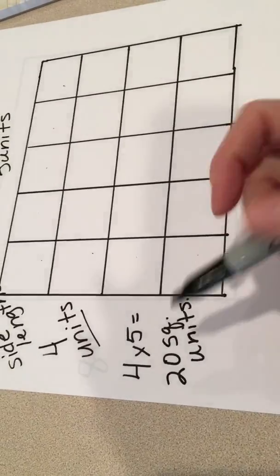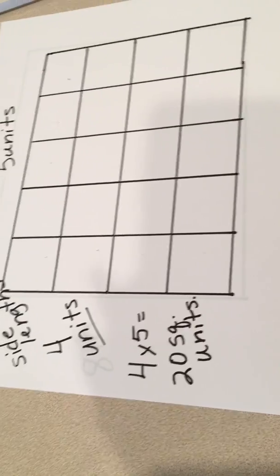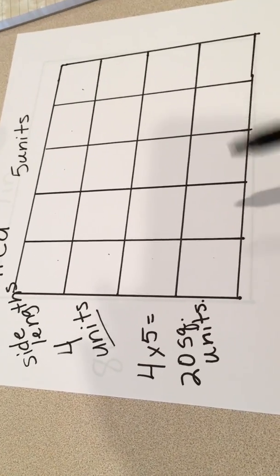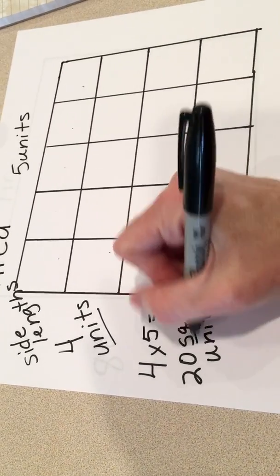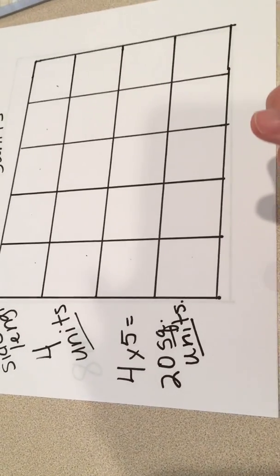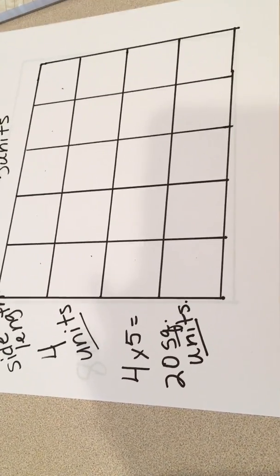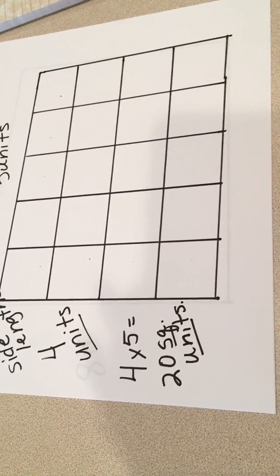I have to have that square units. If they don't give me any other kind of measurement, it's square units. Okay, so I have to have that as part of my answer. Otherwise, we don't know if it's 20 dogs, 20 frogs. We don't know what we're talking about.